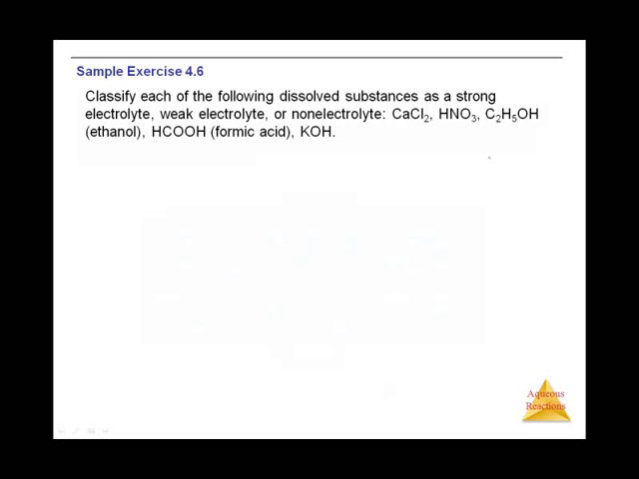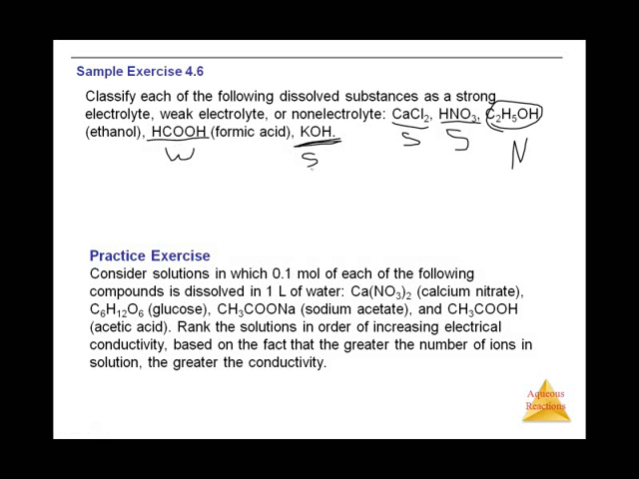Okay, we want to classify each of the following dissolved substances as strong electrolyte, weak electrolyte, or non-electrolyte. So let's first identify the non-electrolyte. If it's molecular and it's not an acid, it is going to be a non-electrolyte. If it's an ionic compound, it will be a strong electrolyte. Alright, we have an acid here. Is it on our list of strong acids? If it is, it's going to be a strong electrolyte. Here we have another acid. It is not on our list of strong acids, so this will be a weak electrolyte. Here we have a base, potassium hydroxide. It's on our list of strong bases, so it will be a strong electrolyte. Okay, you can try that one on your own.